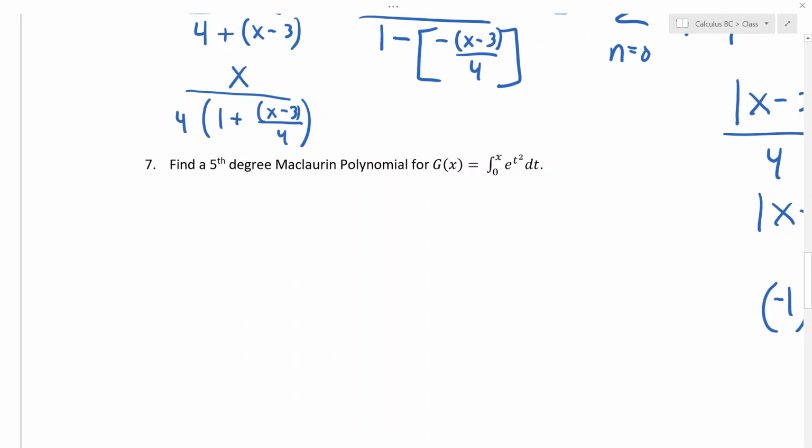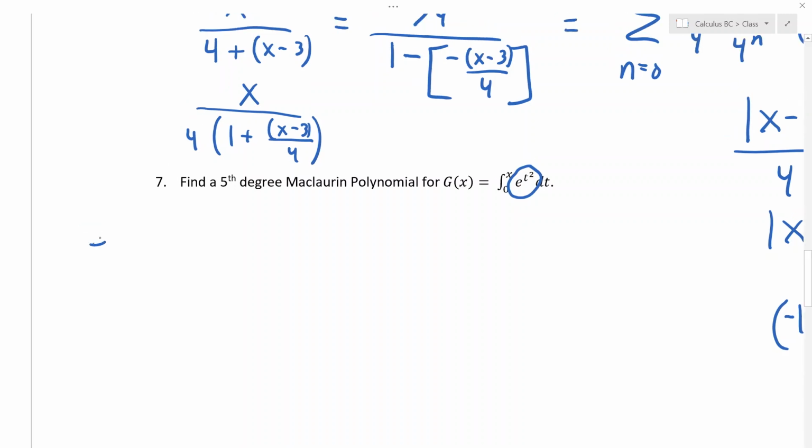So I'm going to write a series for e to the t squared. I know e to the x is the sum of x to the n over n factorial. And I'm using t here. A lot of y'all in the last thing used x's. We use t in there because x is the variable we're integrating to, which is different.